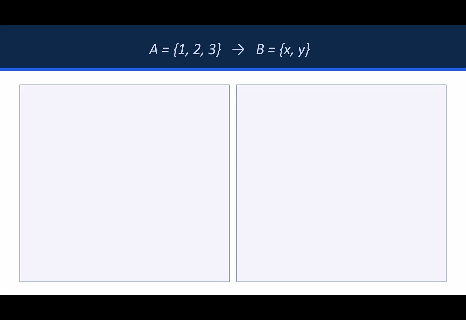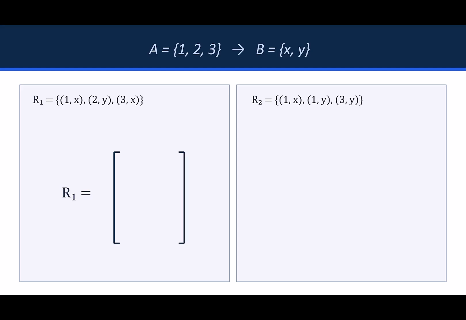Let's start by looking at a relation from A, {1, 2, 3}, to B, which is {x, y}. We'll let R1 be the set {(1,x), (2,y), (3,x)}, and then R2 will be {(1,x), (1,y), (3,y)}. For R1, the matrix has rows corresponding to A, which means the rows represent 1, 2, and 3. We put that together with B, which is x and y. We'll put a 1 in the matrix anytime there's a relationship between the row and the column, and then we'll put a 0 if we don't have a relationship.